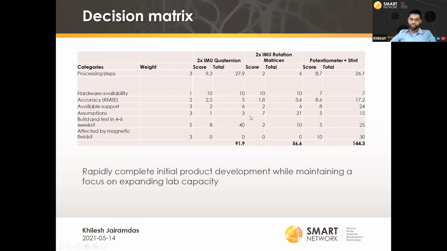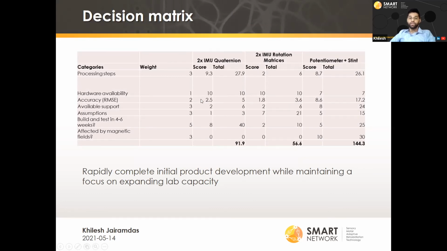So actually going ahead and crunching the numbers, don't worry, this is the last slide. I just want to go through and show you guys how everything scored with the set of criteria that we chose. So going through the Quaternion method now. As for processing steps, this is the leanest on processing steps. There's just one step, actually the potentiometer too, but it's just one step. So it scores very highly on that. Weighted out of 3, that gives it a score of 27.9 in that department. Hardware availability, we have the IMUs already, 10 out of 10.